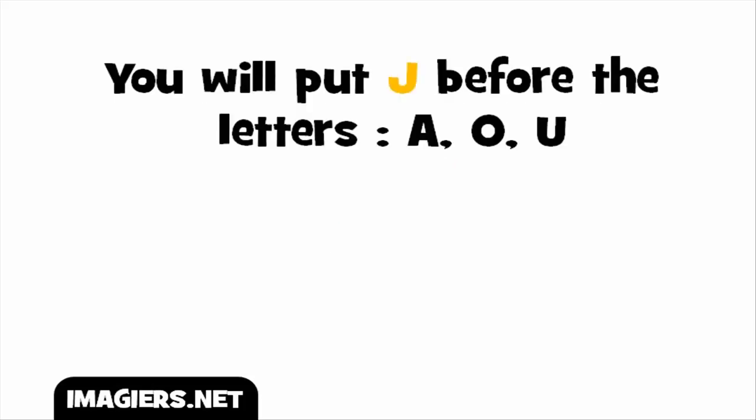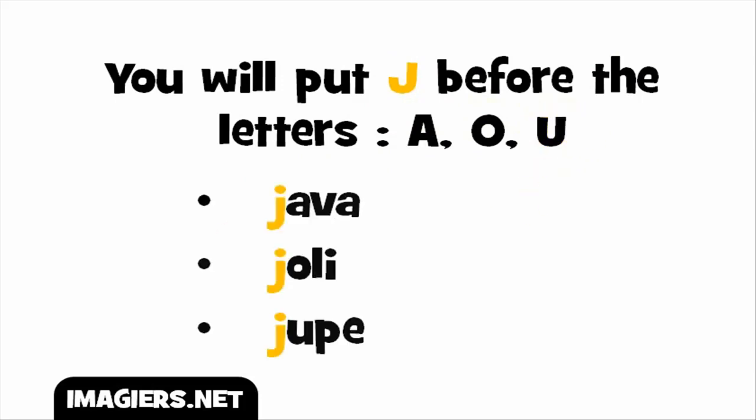And here is the first one. You will put the letter j before the letters A, O, U. Okay, so J before A, O, U. So let's see a few examples now. I've chosen only words that start with a J, but it doesn't affect anything. It could be in the middle of the word as long as it's before these vowels A, O, and U.